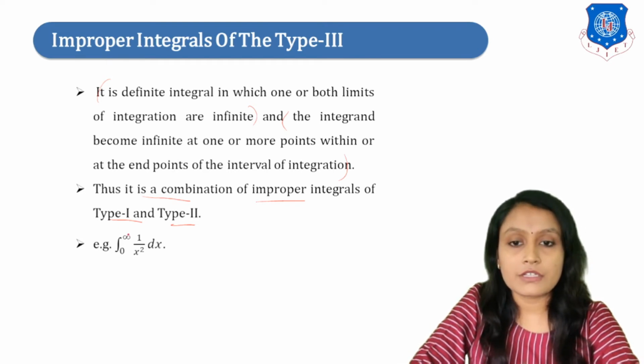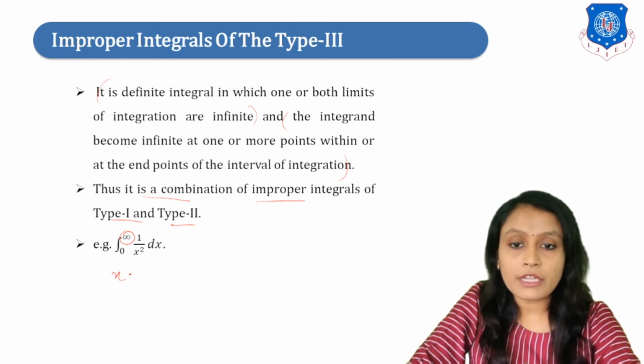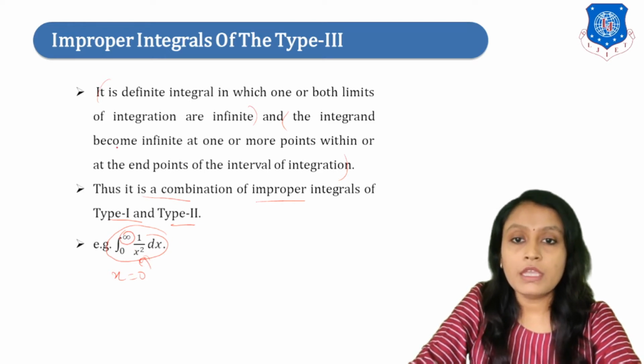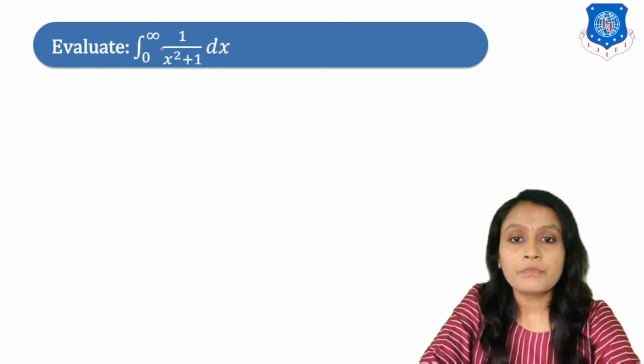Here we have integration from 0 to infinity of 1 upon x square dx. Now you can see infinity in the limit, okay. So this is an improper integral of type 1, and if you put x equals 0 over here, what will happen? This will go to infinity, right. So it is also an improper integral of type 2. So we can say that this is an improper integral of type 3 because it is a combination of type 1 and 2, okay.